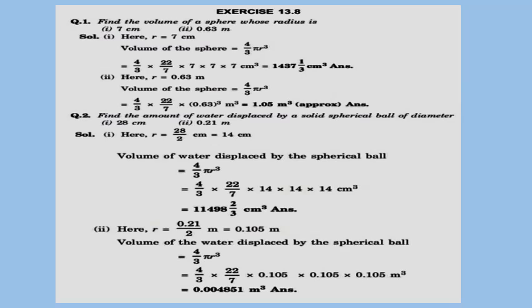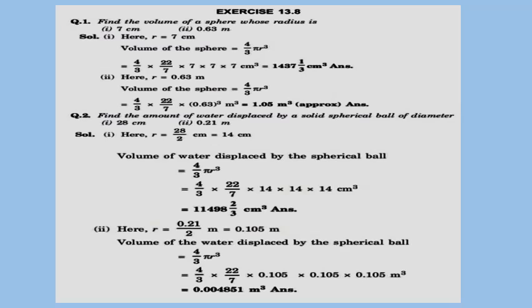Find the volume of the sphere whose radius is given as 7 cm and 0.63 meter. Now as you are aware, the formula for the sphere is 4 upon 3 pi r cube. What you have to do? You have to just substitute the values of pi and r in the formula and calculate it correctly to get the answer. But don't forget to write the unit, because the measurement unit of the cube is cubic centimeter. So it is centimeter cube. The same way you have to calculate for the radius 0.63.